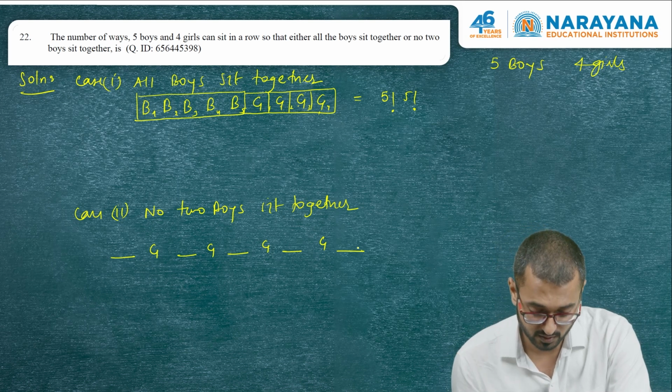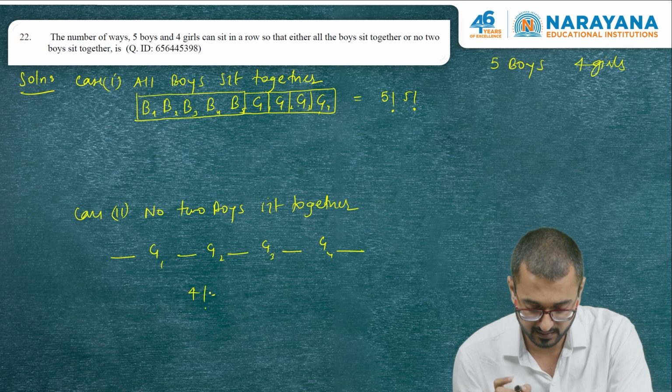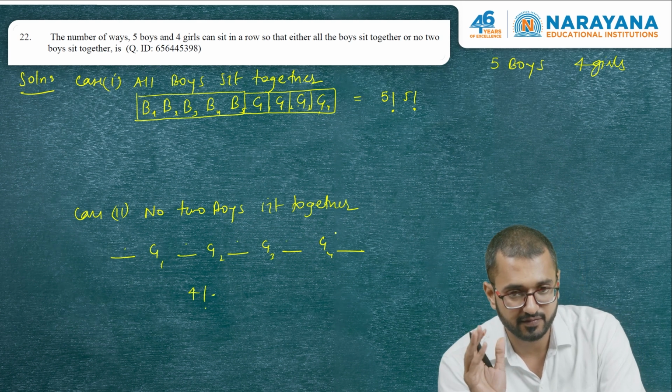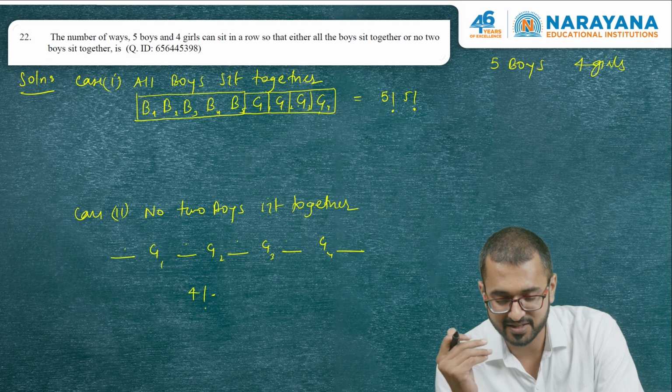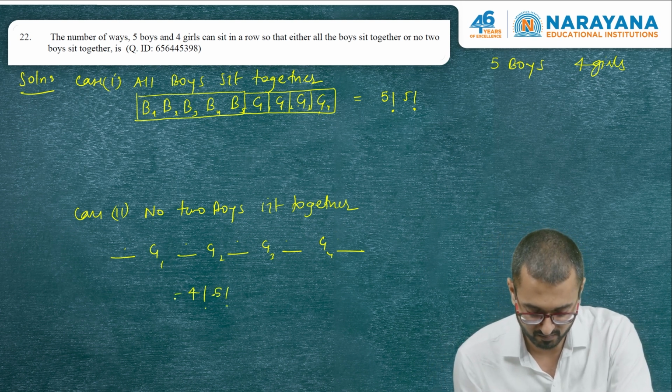So now girls are sitting: girl 1, girl 2, girl 3, girl 4. These girls can sit in 4 factorial ways. And now how many places are left? 1, 2, 3, 4, 5. So if 5 boys are there and 5 places are there, they can sit in 5 factorial ways. So yes, it will give me 5 factorial.